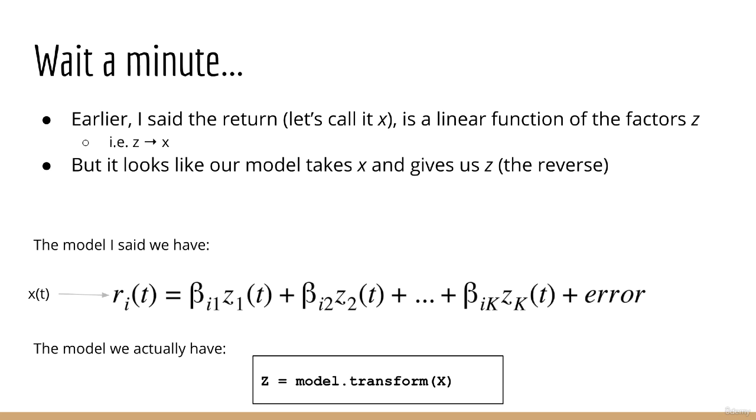Okay, so there are still more details that we don't understand. One thing that's probably pretty confusing is this. Earlier, I said that the factor model is where we have the return, which we will now call x, as a linear function of the factors, which we will call z. But our model seems to do the opposite. The model takes in x and gives us z. That's what we get when we call model.transform. So why does this appear to be backwards? Why are we going from x to z instead of z to x? In fact, to understand this, we have to understand rotation.